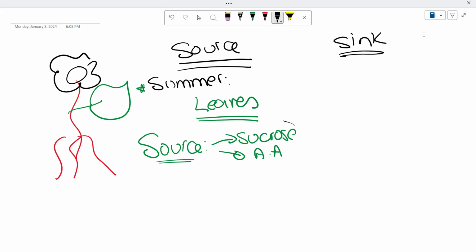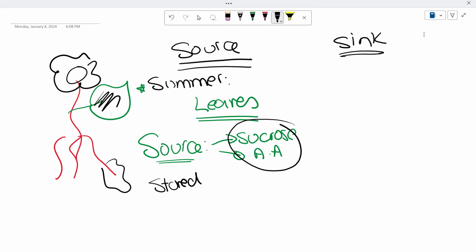This sucrose and amino acids, where will they be stored? They are made in the leaves, and then they will be stored where? In the roots as the sinks. Excellent. They will be stored in the roots. And in a lot of plants, they have organs in the roots that act as tubers or storage organs, like the potato. So they will be stored in the roots or the storage organs. Finished. Nice.